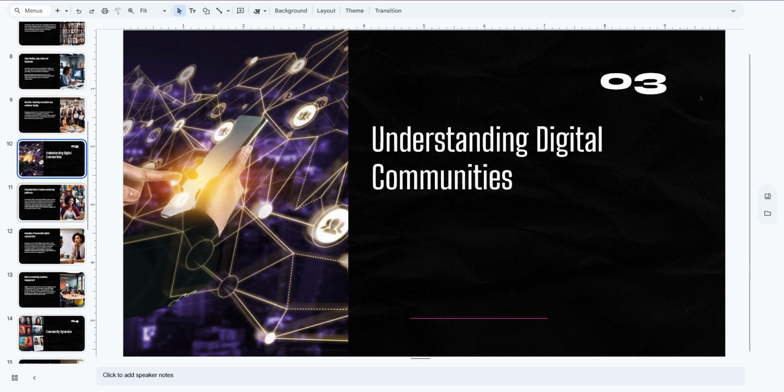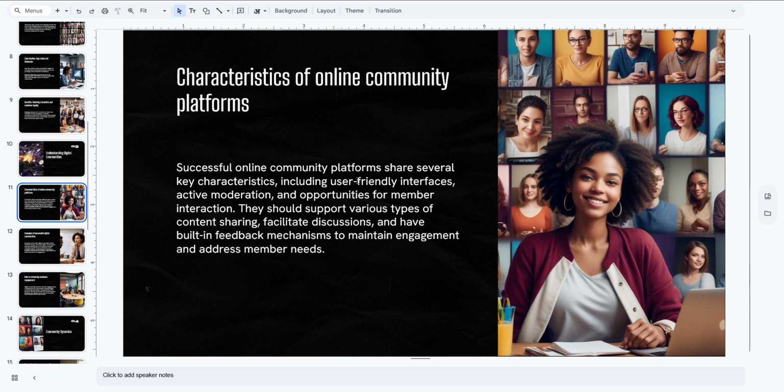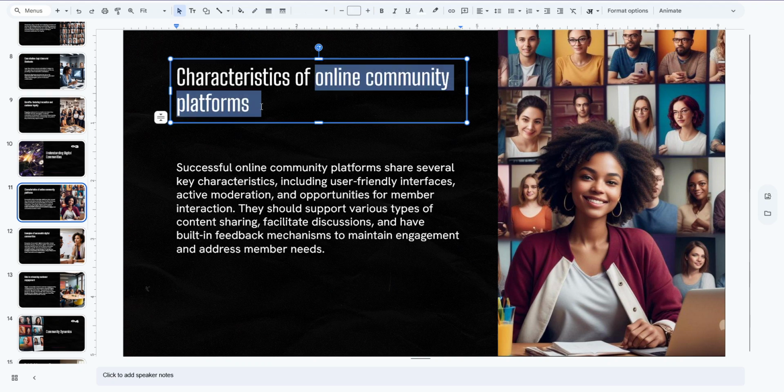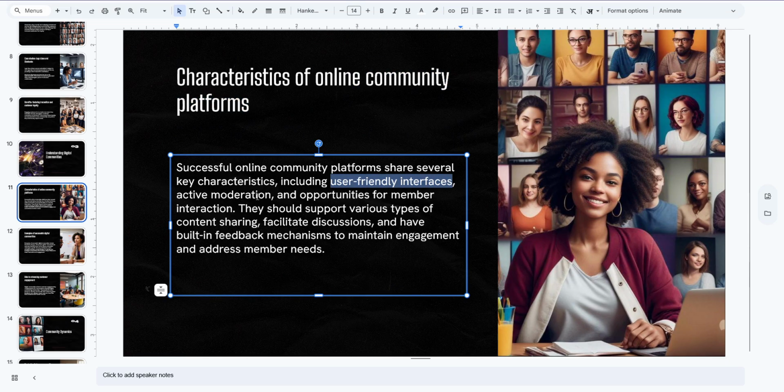Okay, so understanding digital communities. Online community platforms. Successful online community platforms share several key characteristics, including user-friendly interfaces, active moderation, and opportunities for member interaction. They should support various types of content sharing, facilitate discussion, and have built-in feedback mechanisms to maintain engagement and address member needs.